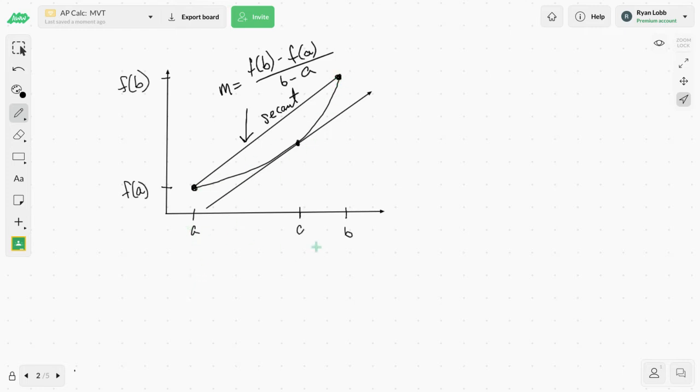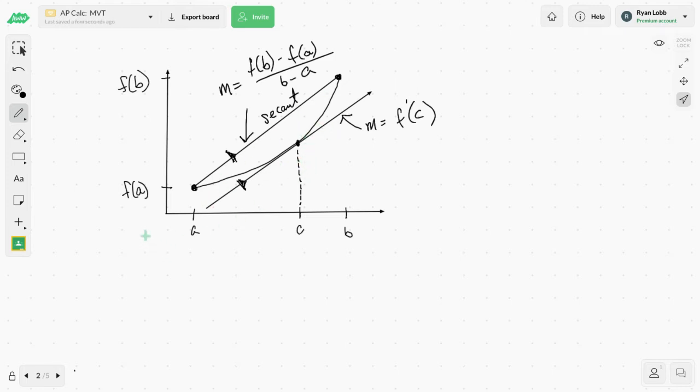So that means at some point in between a and b, in this case maybe right around here, if I go up to the curve and draw a tangent line, the slope of this line is going to be f prime of c, right? These two lines are parallel. So graphically we have that interpretation. But again, the instantaneous rate of change is going to equal the average rate of change.